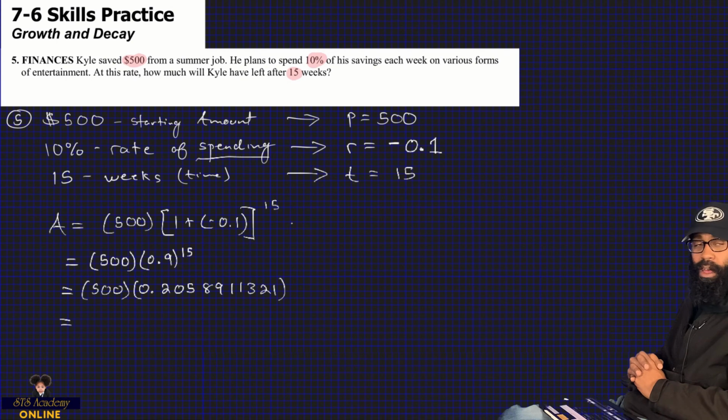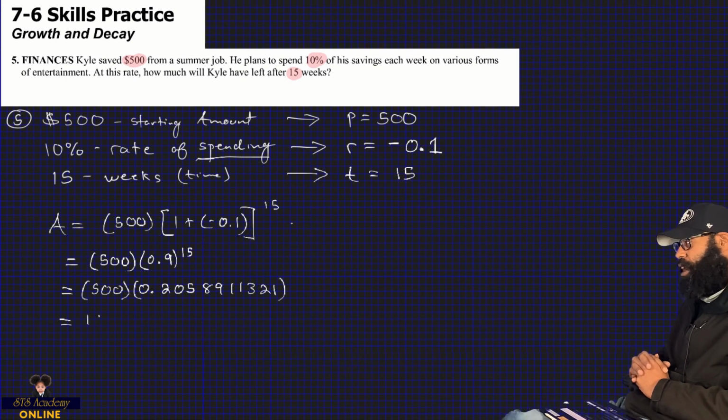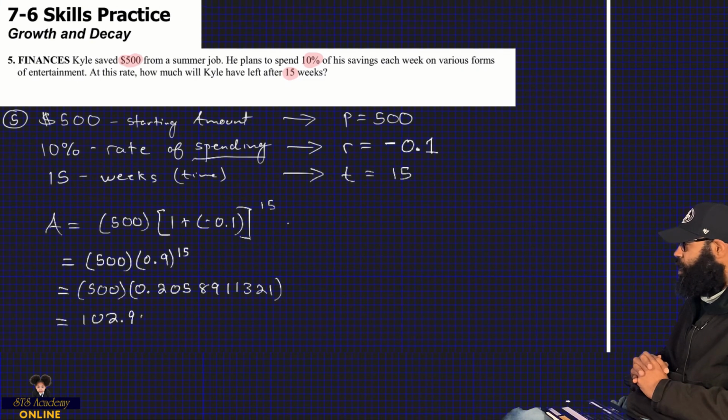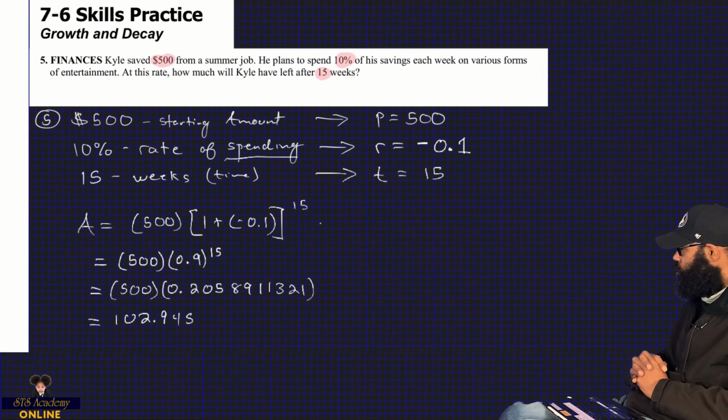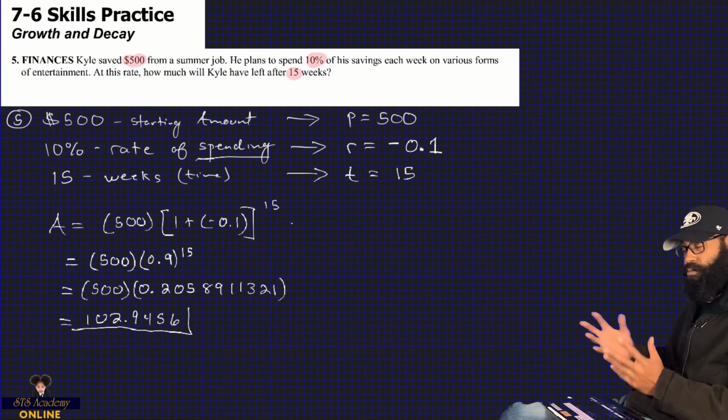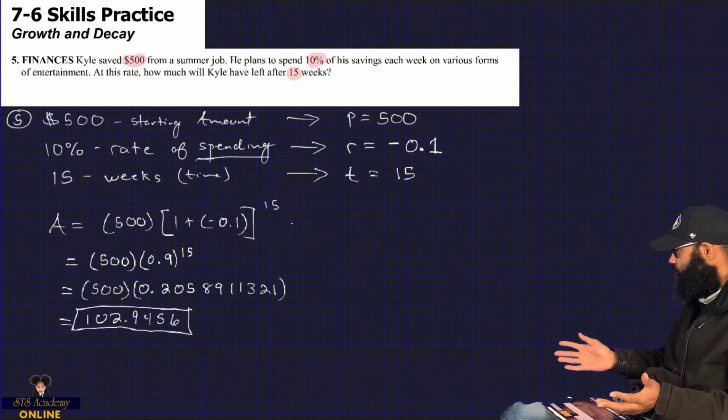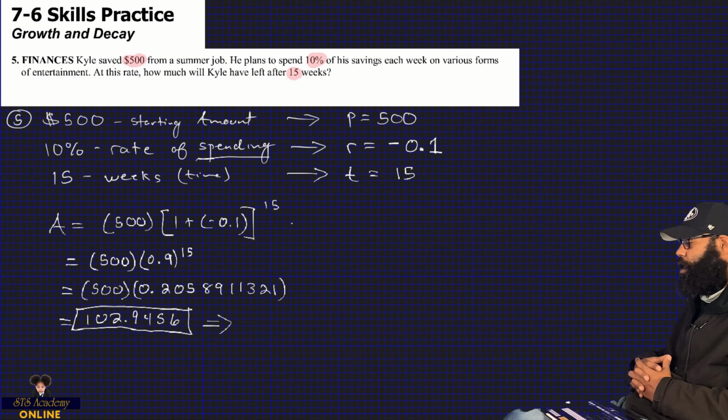When you're getting 500 times this magic number, 0.20589113221, and it went on forever. But again, guys, we're talking money. So when I multiply that value times 500, I get 102 and then what? 94 cents, 95 cents. I can't leave it like that. I want to write it as money. And even better, guys, I want to answer the question using words.